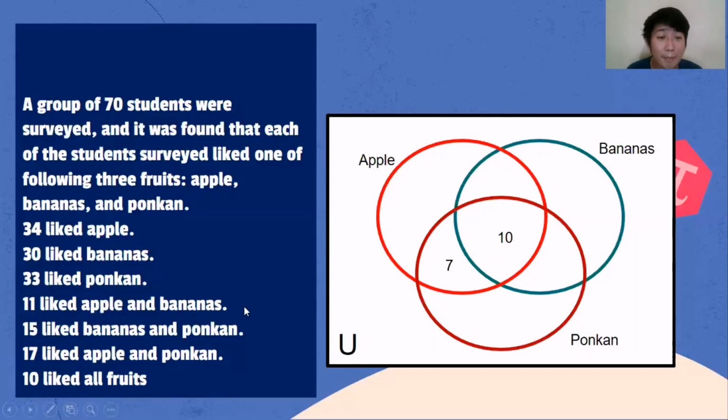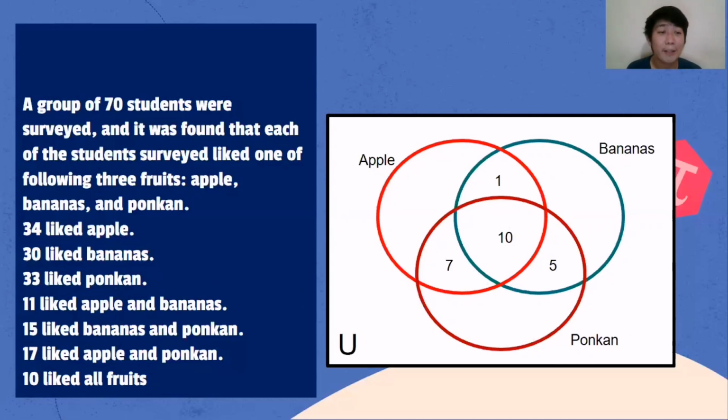Next one, 15 like bananas and pumpkin. It was not mentioned here that the 15 people do not like apple. So we will be subtracting 10 from 15. 15 minus 10, the answer will be 5. So 15 when you add this, 10 plus 5, 15. Next, 11 like apple and bananas. So 11 minus 10, that would be 1. Very good. So 11 like apple and bananas, regardless if some of them like the other fruit.